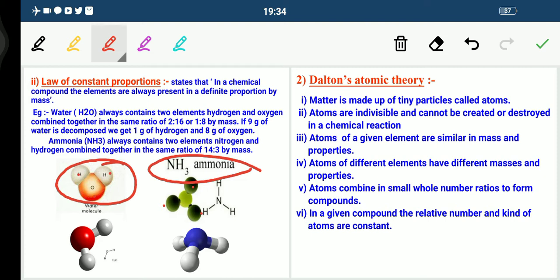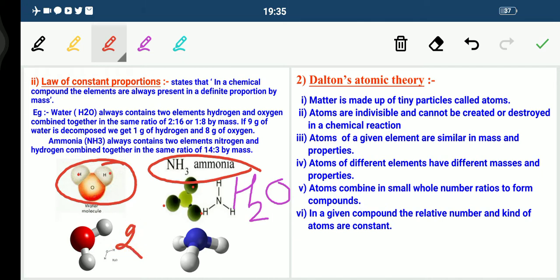Now they contain two elements, fine. Water contains two elements, hydrogen and oxygen. They combine together in the same ratio of 2:16. Right students, how 2:16? See here, we have H2 and O. H2 and O. Now what is happening? You can see here, hydrogen is 1. Fine, hydrogen atomic number is 1, and 1 multiplied by 2 gives you 2, right? So here you can write simply 2.